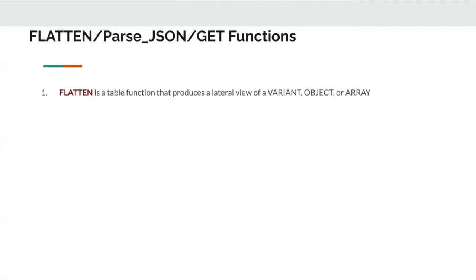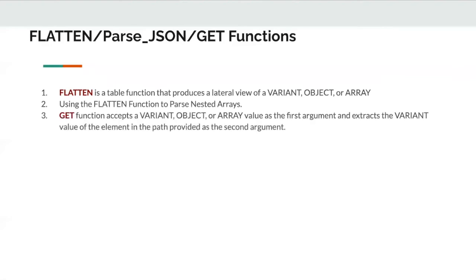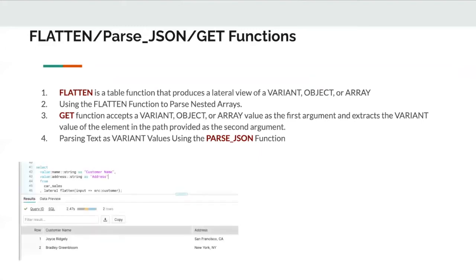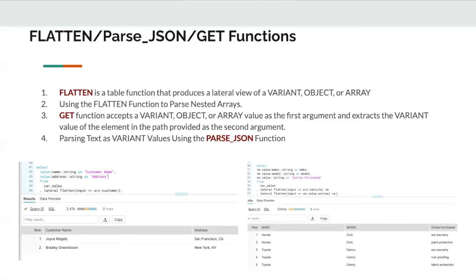So what is flatten? Flatten is a table function that produces a lateral view or inline view of a variant object or array, using the flatten function to parse nested arrays. The get function accepts a variant object or array data type value as a first argument and extracts the variant value of the element in the path provided as a second argument. Parsing text as a variant value uses parse JSON. So if you have JSON data inside a variant data type, you can use the parse JSON function to explode the data. Here is an example of flatten using a lateral keyword. You can join two or three things and get the result.